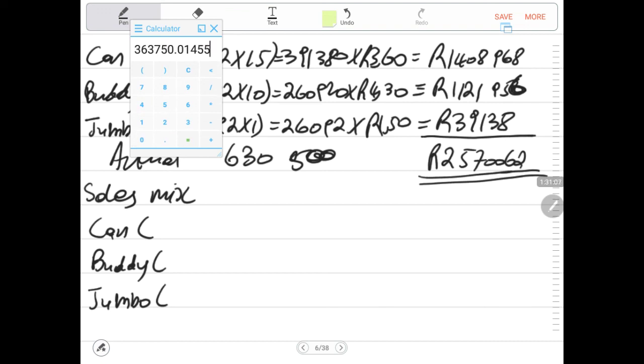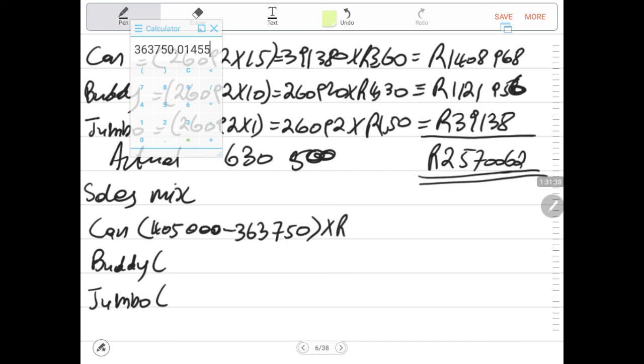Then that means our standard sales amounts to 336,000. But our actual sales are how much? Our actual sales are 405,000. Preferably start with the actual, but I prefer to start with the standard through all the variances. But when it comes to sales, start with the actual. Actual minus standard, which is 363,750. Then we multiply this by the standard contribution, 303 rand 60 cents.